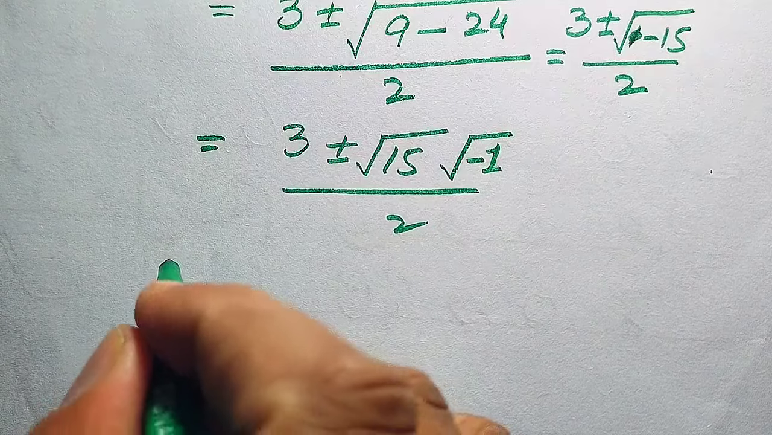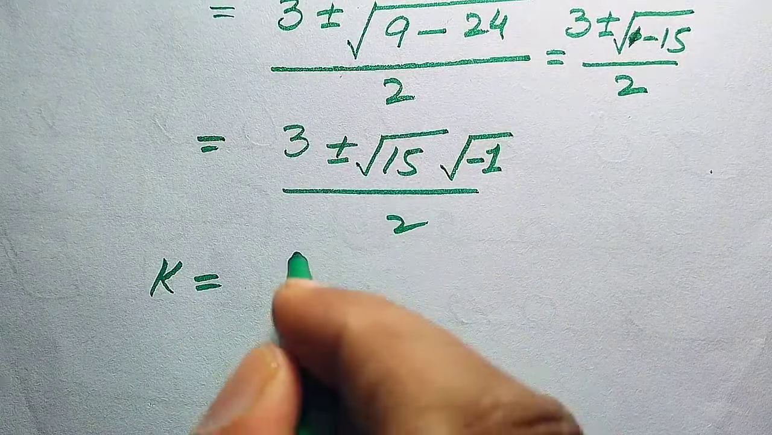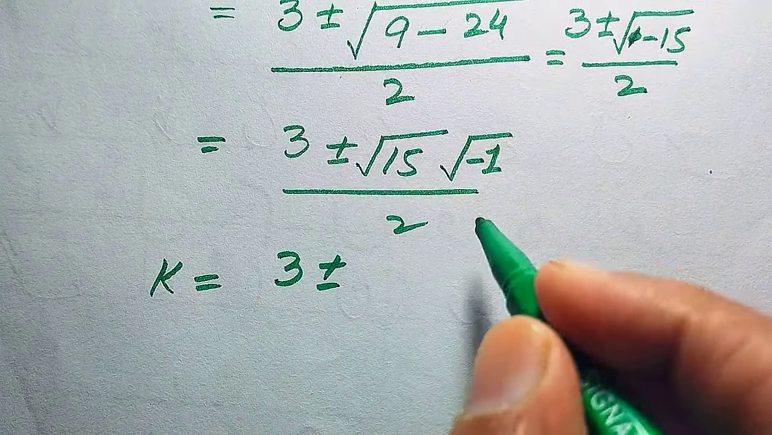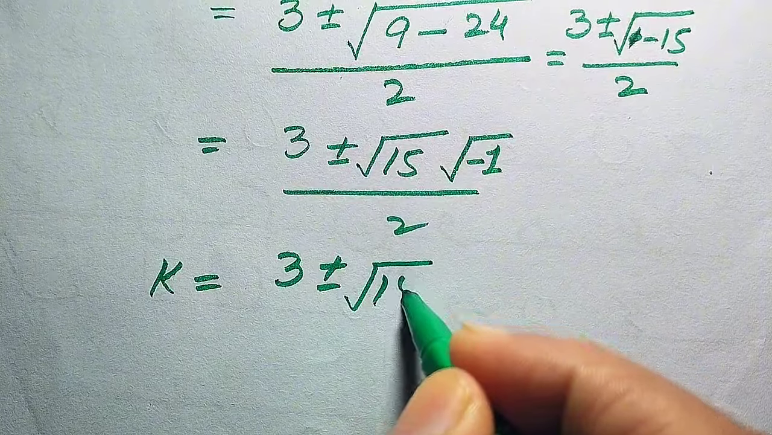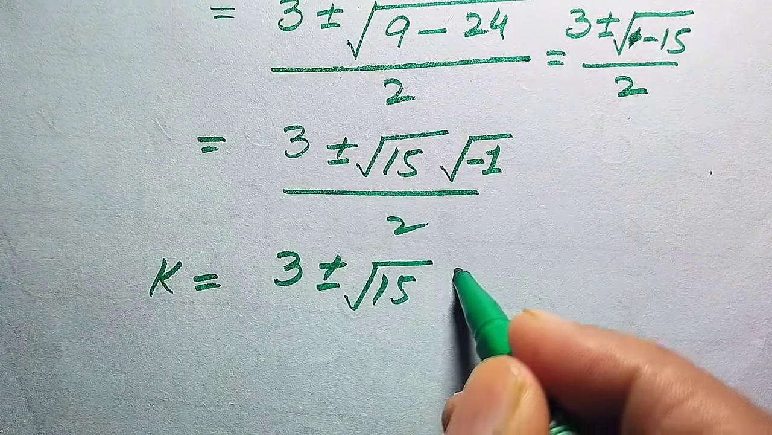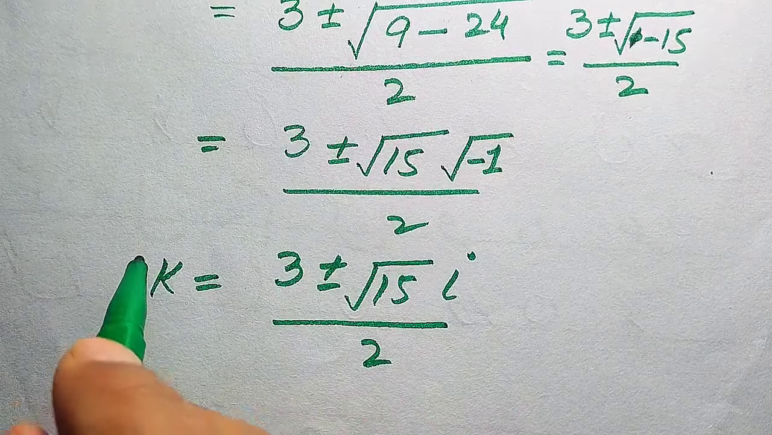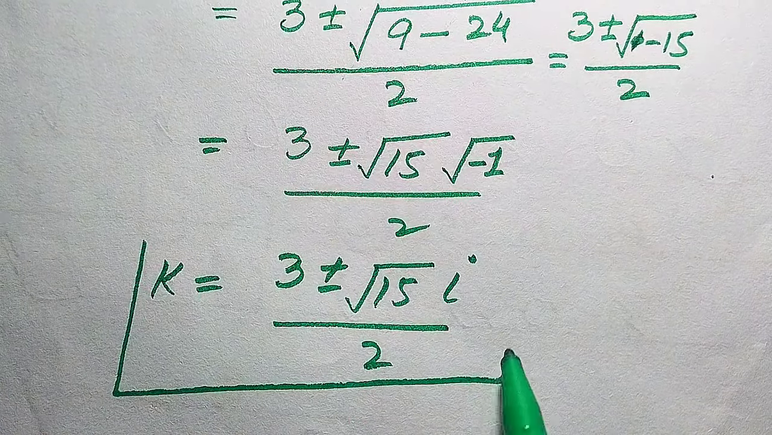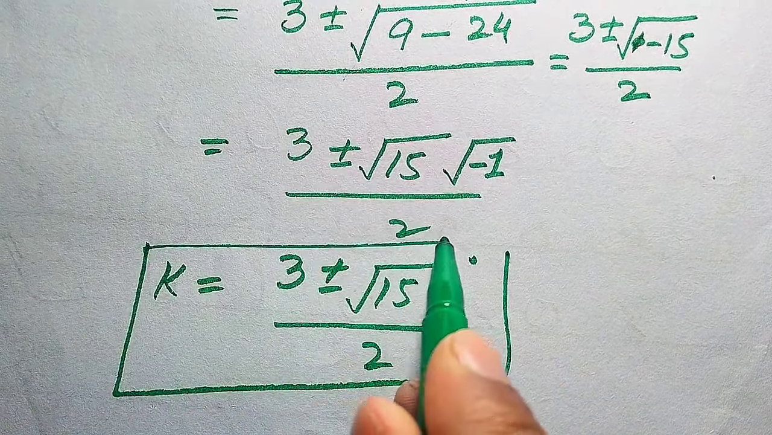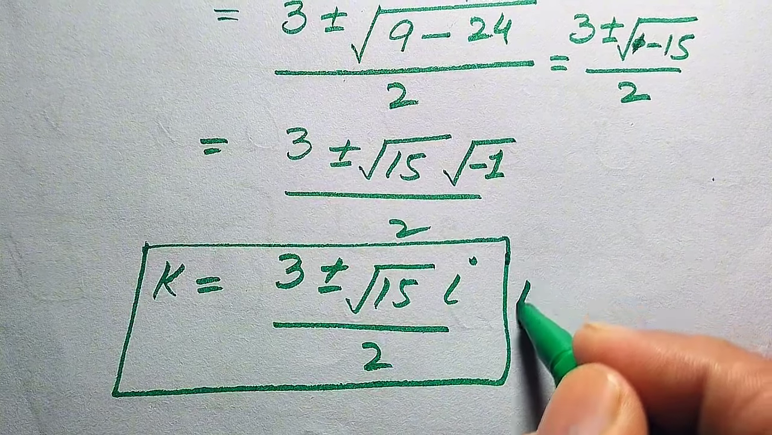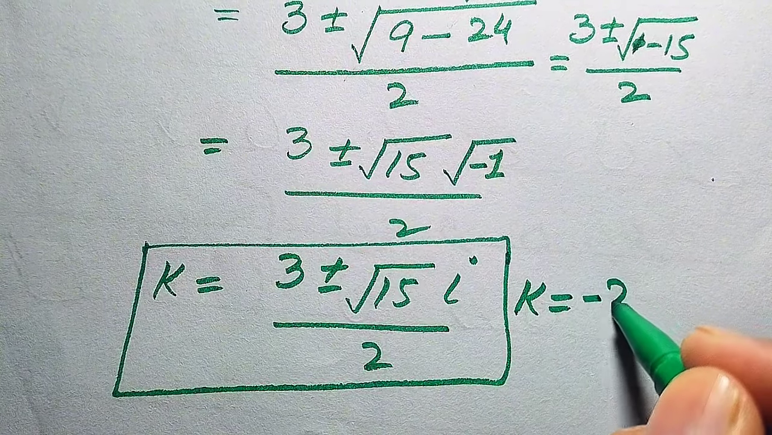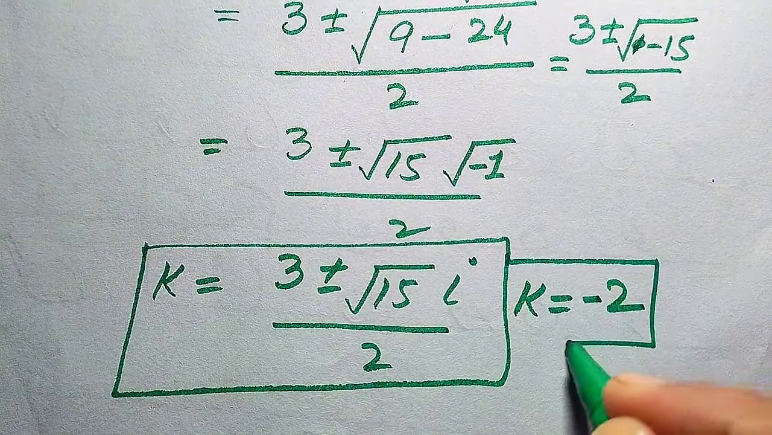And here you very well know that when a negative sign appears inside the square root, it becomes iota. So this square root of minus 1 becomes iota, and it is divided by 2. So these are the other two complex roots of the given equation which we get here, and we have one real root of the given equation, k equals minus 2.